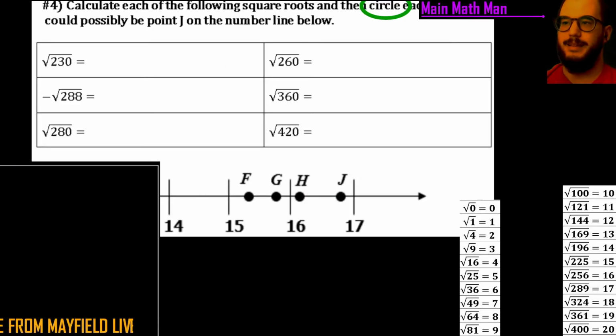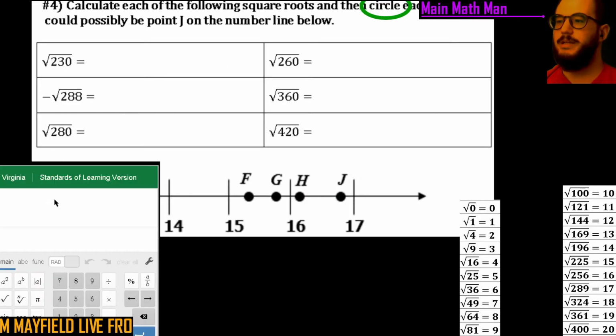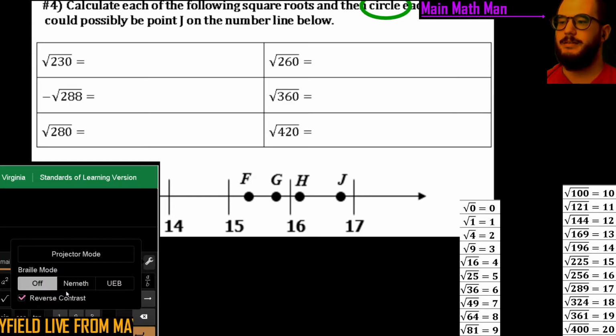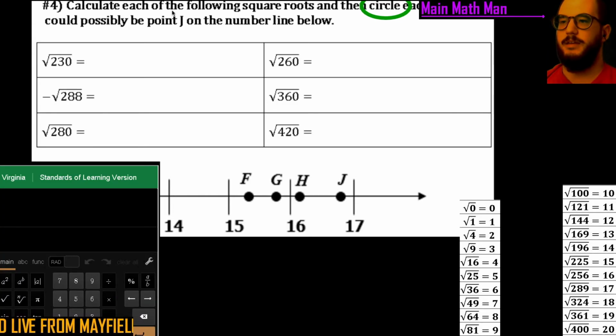So now for this last one, it reads like this. It says, as always, calculate each of the following square roots, and then circle each one that could possibly be the point J on the number line below. So it gives us a number line. We're trying to figure out which one would be J. So let's go ahead and figure some of these out.